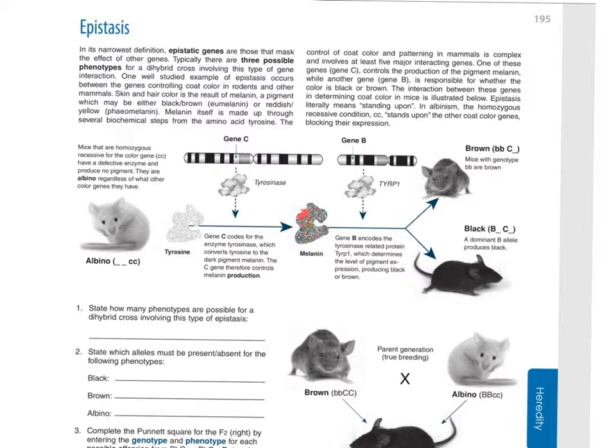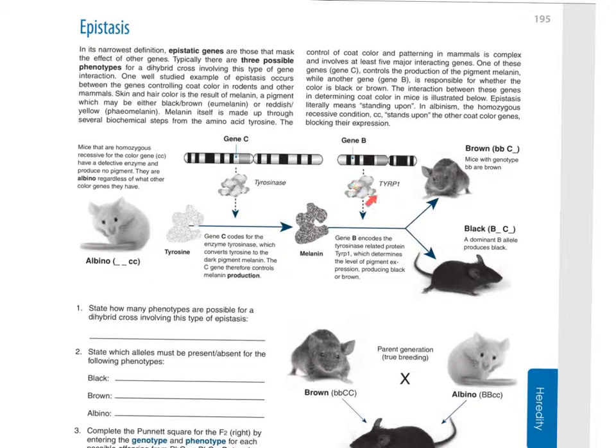Well, it turns out that there's another gene, gene B, that encodes for tyrosinase-related protein, TYRP1, which determines the level of pigment expression. So this one makes even a lot of pigment expression. Remember, it is how much is transcribed, how much is translated. If it's not transcribed, it doesn't matter that you have the gene, you're not going to see it. Does that make sense?